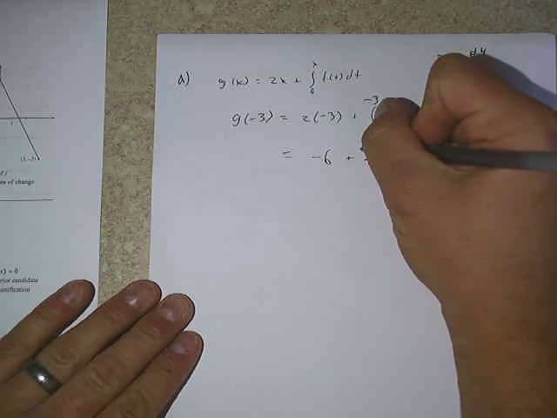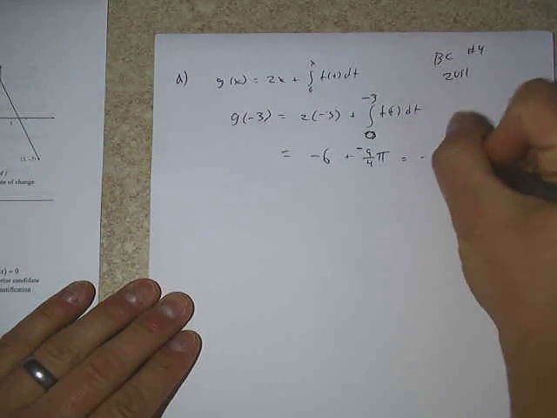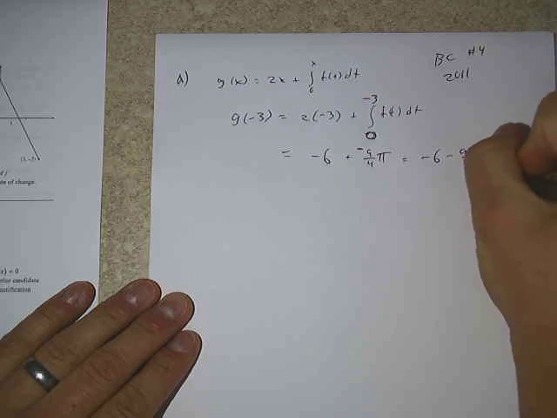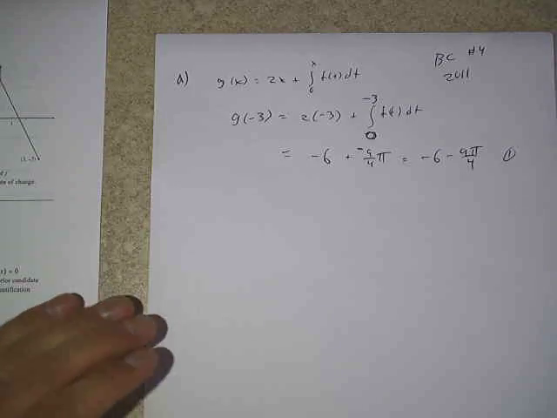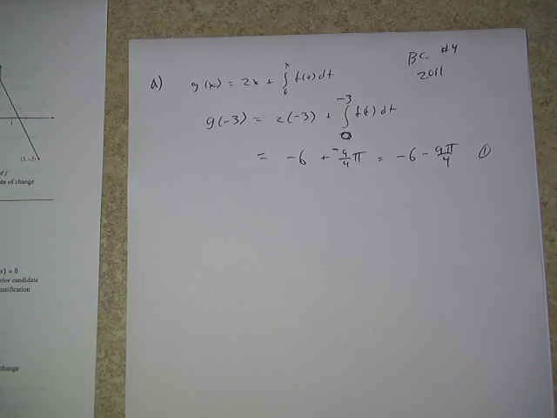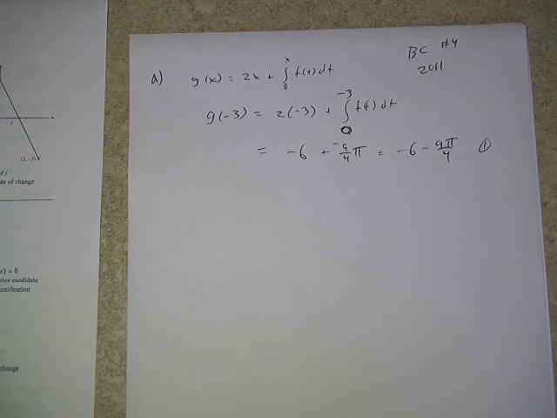Alright, now one other thing that we have to consider though is with this 9/4 pi, okay, are we going to add the 9/4 pi or is it a subtraction situation? We're integrating something positive, but we're integrating left, so therefore the answer is not plus, it's actually plus negative. So with that said, we get negative 6 minus 9 pi over 4. And if you got that correct, that was worth 1 point.